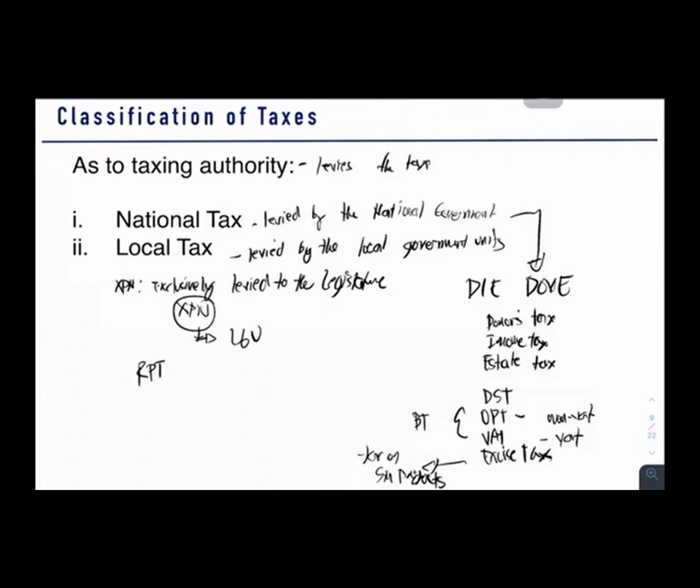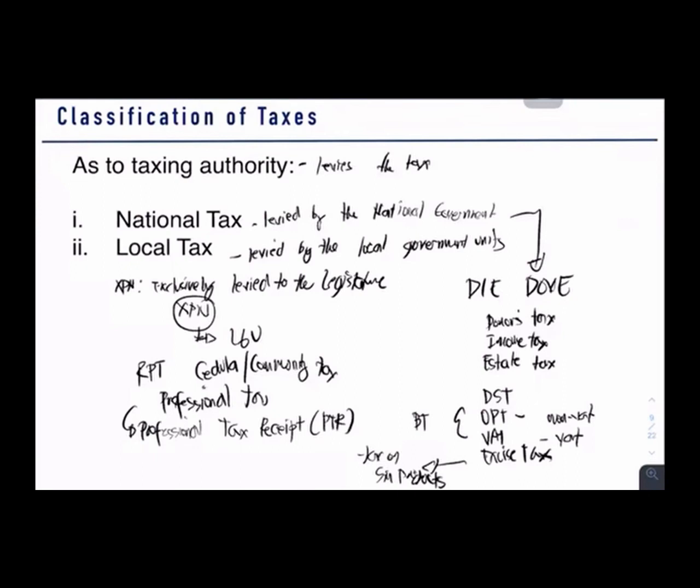What else? Cedula or your community tax. Another is, I don't know if you already met this, what do you call this one already? Professional tax. So no problem with the real property tax. It is a tax on the value of your real property. Next, we have your cedula. That is a tax on a person. We call this one your poll or capitation. Next, we have your professional tax. What is that professional tax? That is a tax on your exercise of profession. Normally, this is evidenced by a professional tax receipt. So annually, you pay this one and you will receive a PTR. Without a PTR, you cannot exercise your profession.